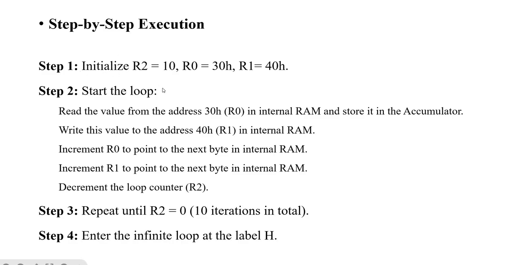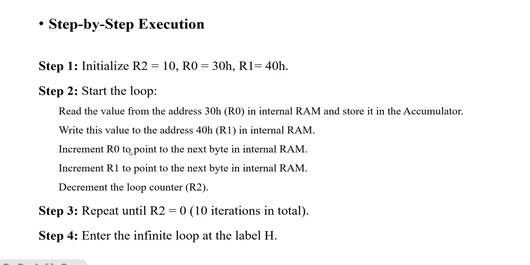Here first step is to initialize the counter R2, then the source address, that is 30H in R0, and the destination address R1 is equal to 40H. Next we'll start the loop. In the loop we'll read the value from the address 30H, that is R0, in the internal RAM and store it in the accumulator. After that we will write this value to the address 40H, that is the destination address, that is R1 in internal RAM.